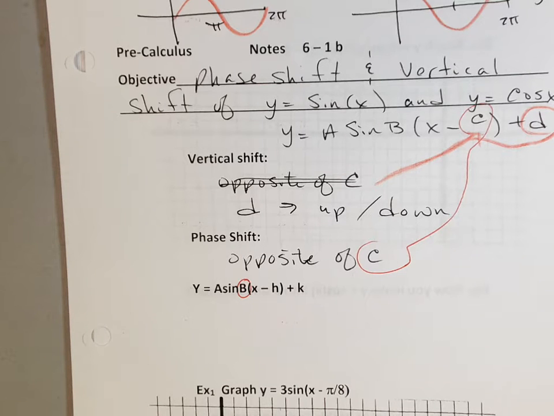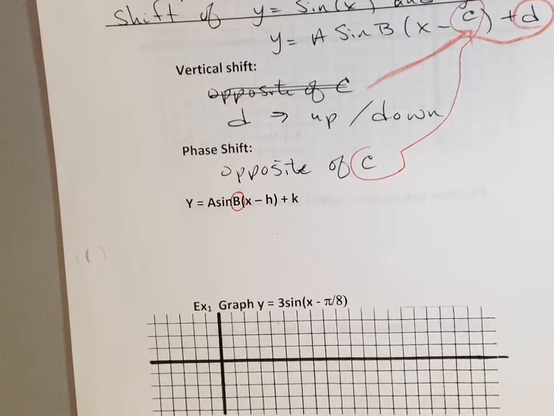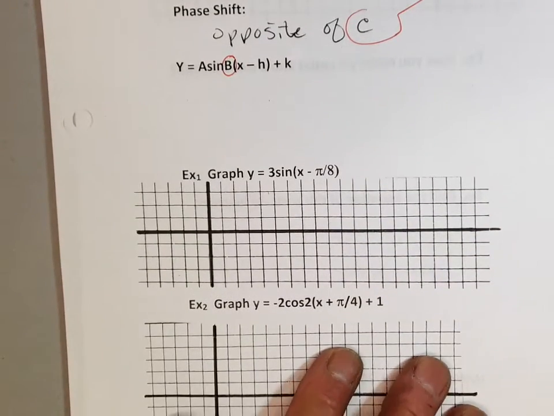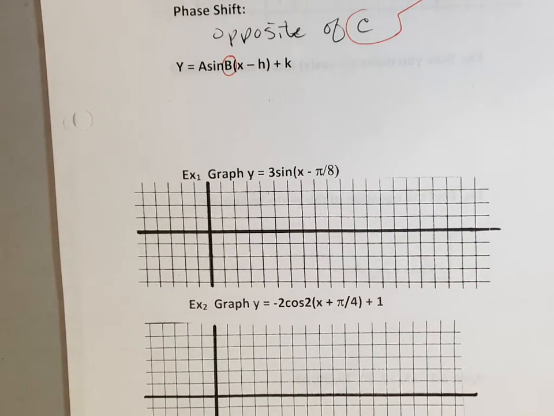So let's look at example 1. Slide it up. Take a sine curve. Watch my finger. Sine curve looks like this, right? I'll do it again. Watch my finger. Take a sine curve, right? And make sure it's height of 3. Goes all the way up to 3, down to 3. And then I'm going to move it pi eighths.